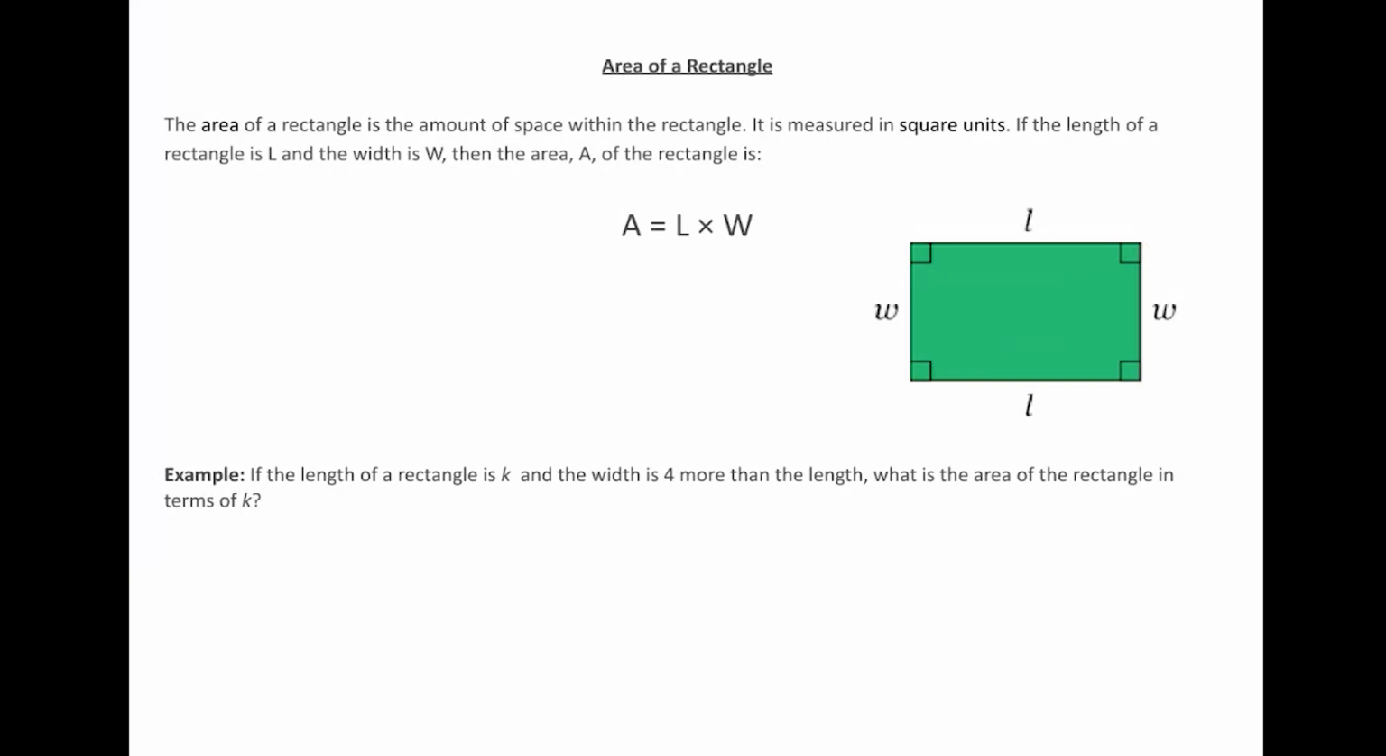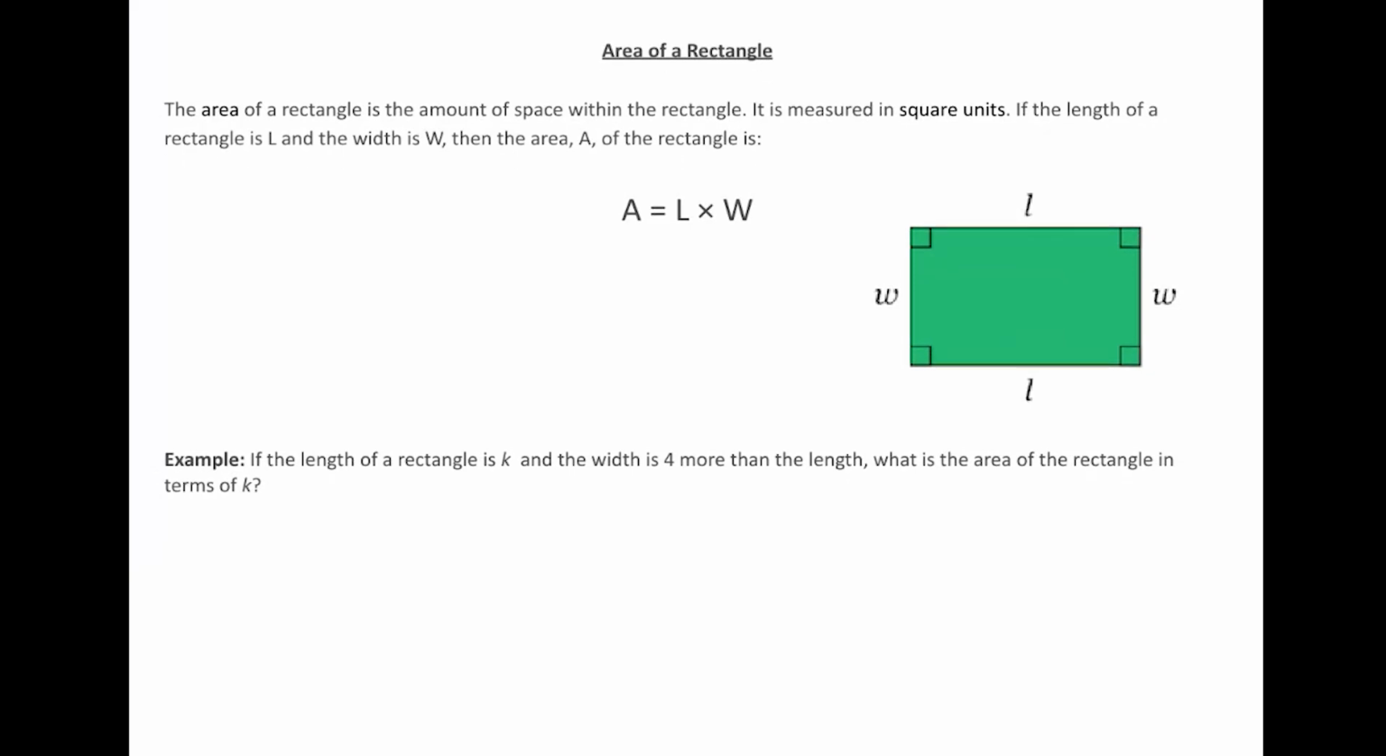So let's say we've got a rectangle and the area formula. It says the length of the rectangle is K. Maybe I'll just write that out. The length is K. The width is 4 more than the length, so 4 more than the length would be K plus 4. It asks, what is the area of the rectangle in terms of K?